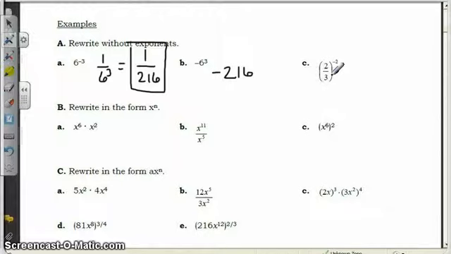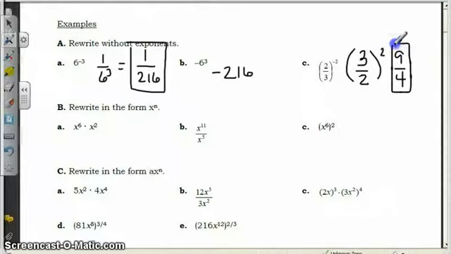The last one, I have 2/3 to the power of negative 2. So because the exponent's negative, I need to flip it. And now to get rid of the parentheses, I need to square both numbers. And that is my answer.